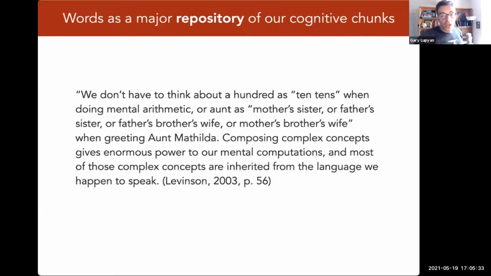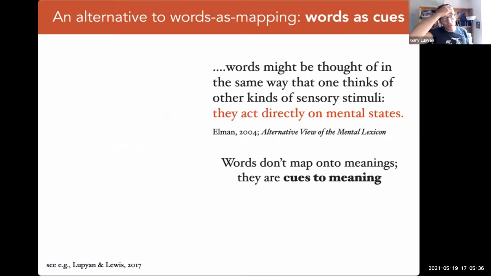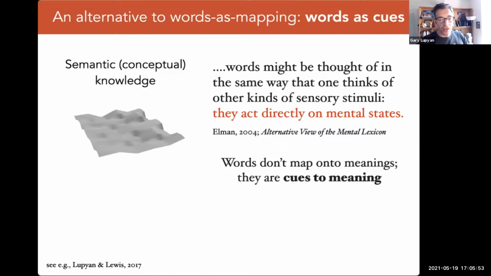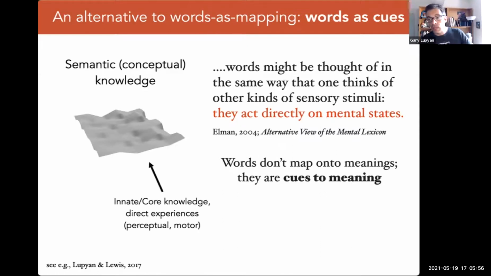Okay, so keeping this in mind, here is an alternative way of thinking about the relationship between words and concepts. Words don't just map on to concepts. Words and other cultural inputs help create them. So our semantic or conceptual knowledge derives from a combination of innate knowledge, core knowledge, clearly direct experiences, perceptual experiences, motor experiences, but also language.